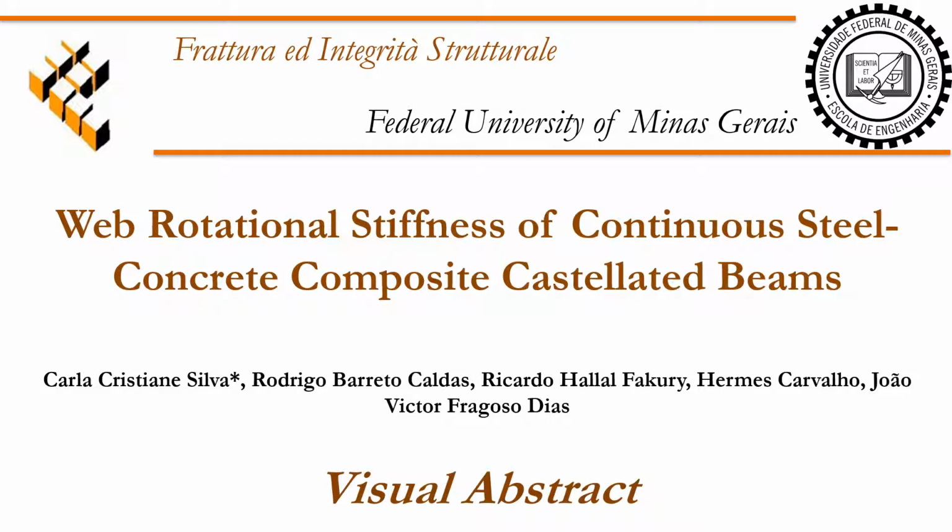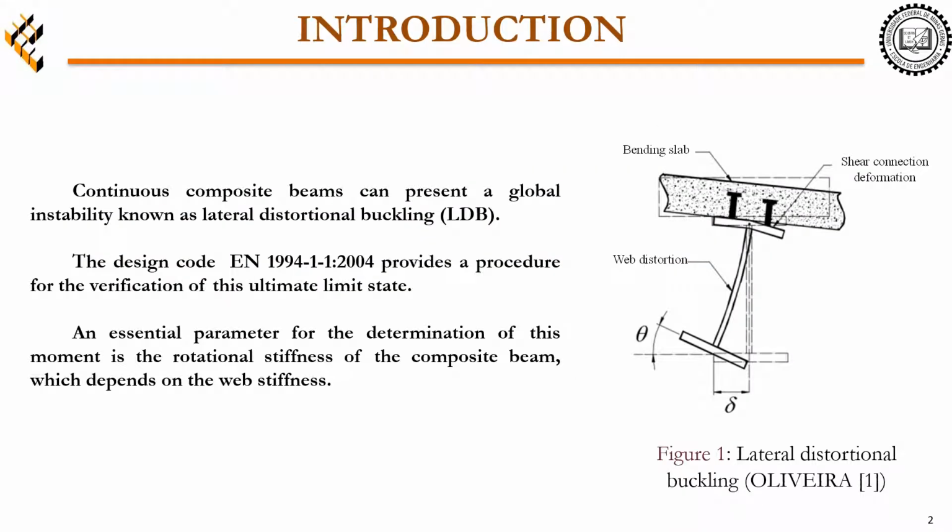Web rotational stiffness of continuous steel-concrete composite castellated beams. Continuous composite beams can present a global instability known as lateral distortional buckling. The design code provides a procedure for the verification of this ultimate limit state.